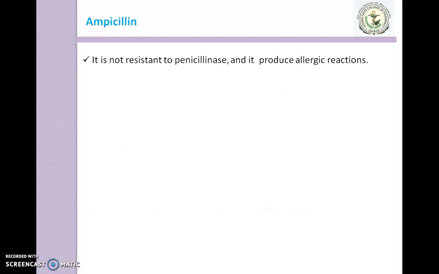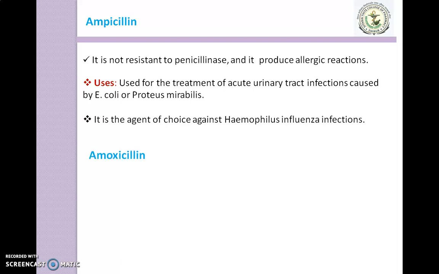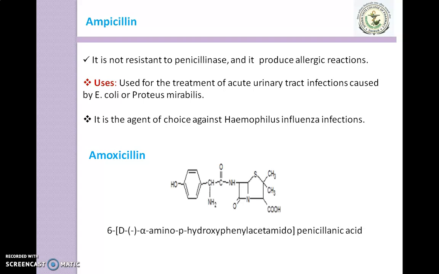Ampicillin is not resistant to penicillinase and it produces allergic reactions. It can be used for the treatment of acute urinary tract infections caused by E. coli or Proteus mirabilis. It is the agent of choice against Haemophilus influenzae infections also. Next is amoxicillin, its structure and IUPAC nomenclature. Ampicillin and amoxicillin are examples of broad-spectrum antibiotics.